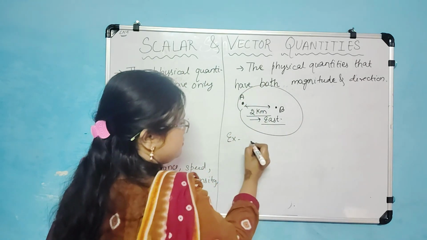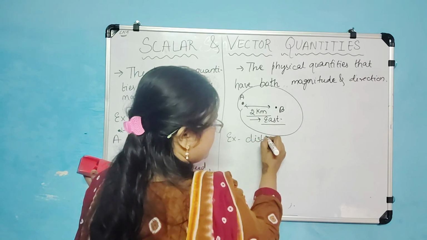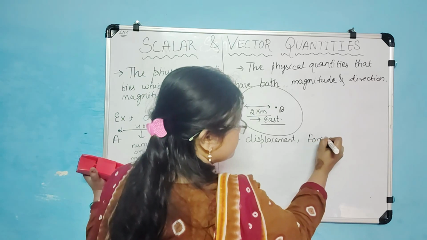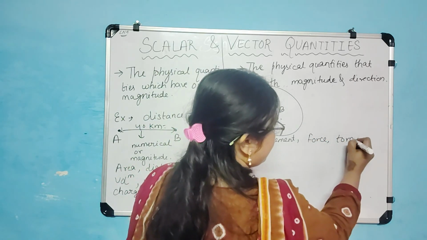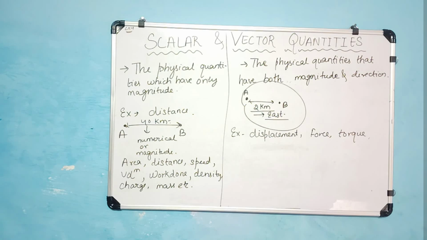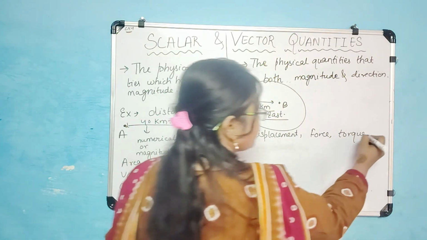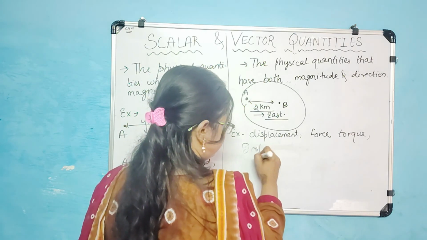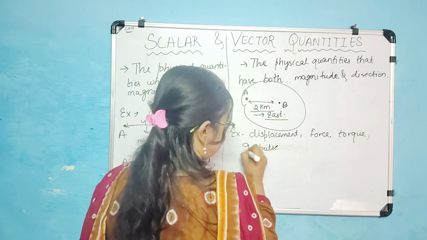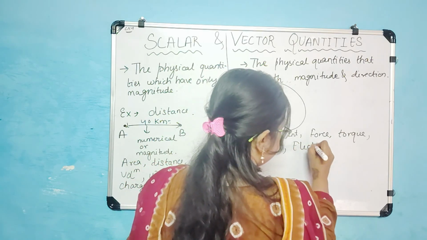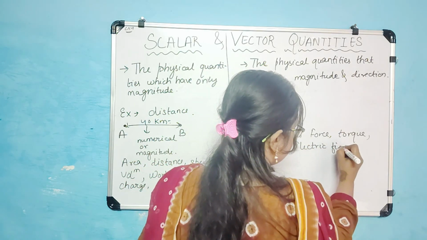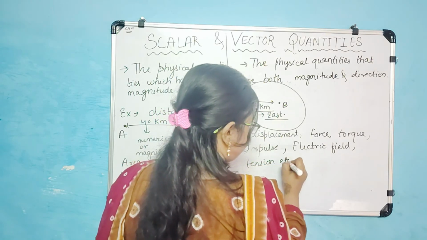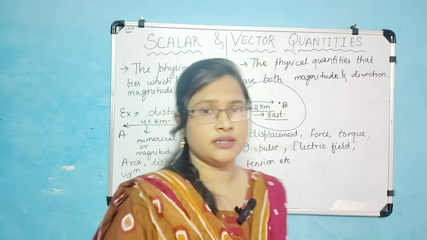Example: displacement, force, torque, impulse, electric field, tension, etc. So these are the vector quantities.